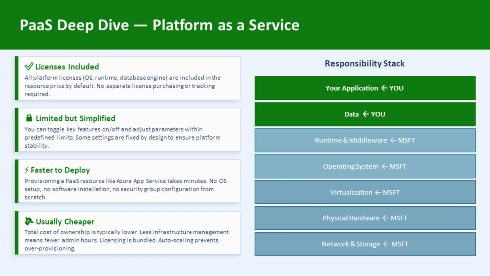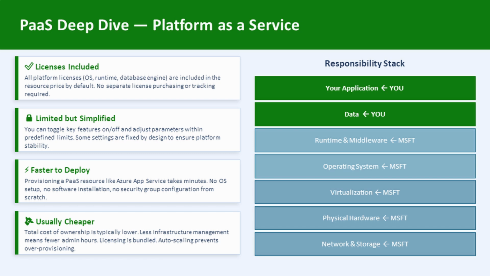The responsibility stack on the right shows this clearly. With PaaS, your responsibilities shrink to just two things: your application code and your data. Everything else, from the OS up through the runtime, is Microsoft's problem. What does this mean in practice? When a security patch needs to be applied to the underlying operating system, Azure handles it automatically. When the platform runtime needs an update, it happens without you lifting a finger. You no longer need to think about disk defragmentation, OS version compatibility, or SSL library updates.